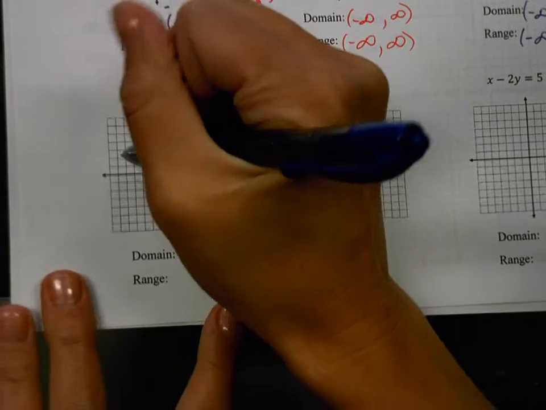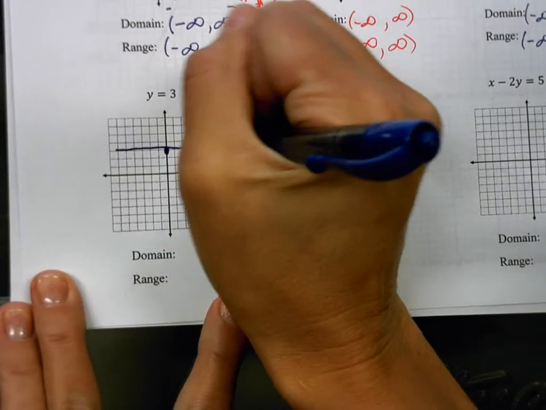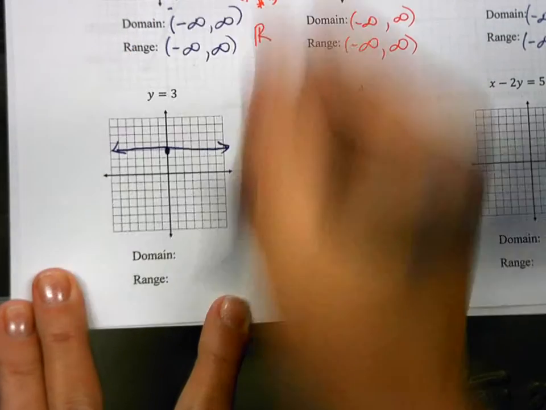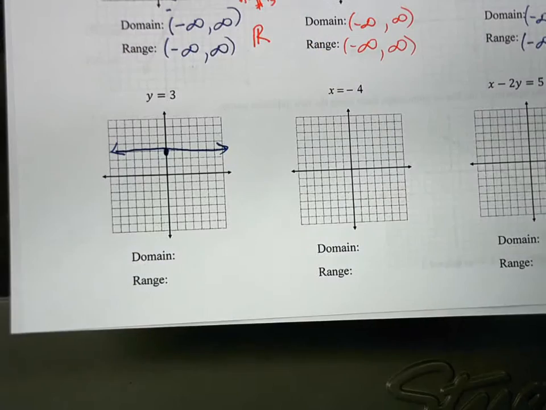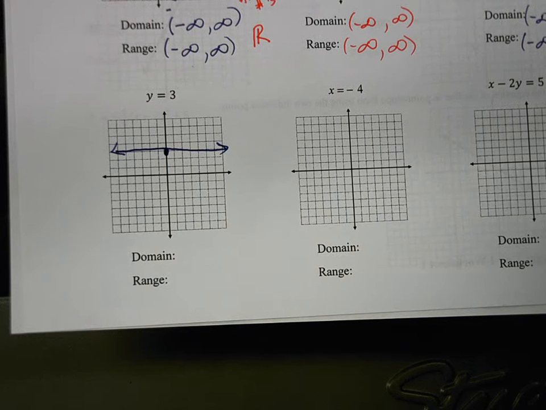Straight across, because it's only going to hit y equals 3. If you made this line up and down, it would hit every single y value, right? And it's saying it can only equal y equals 3. Now this is where your domain and range are going to change. Notice that there isn't a slope on this. Okay, it's just a straight line.